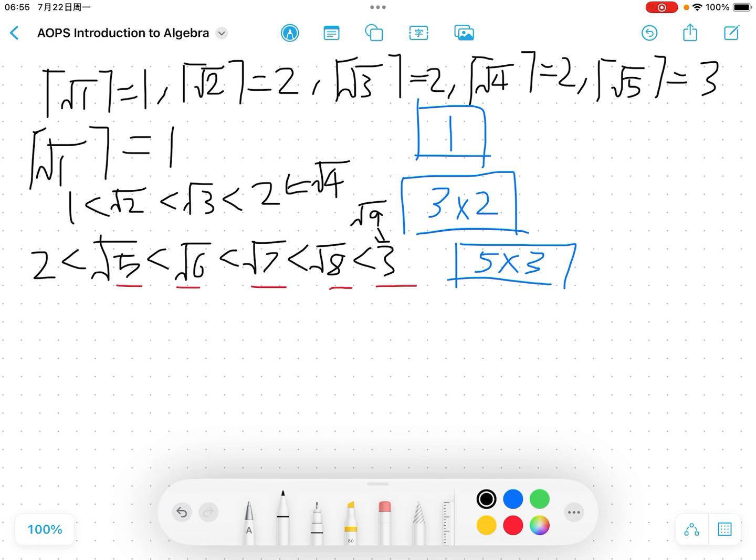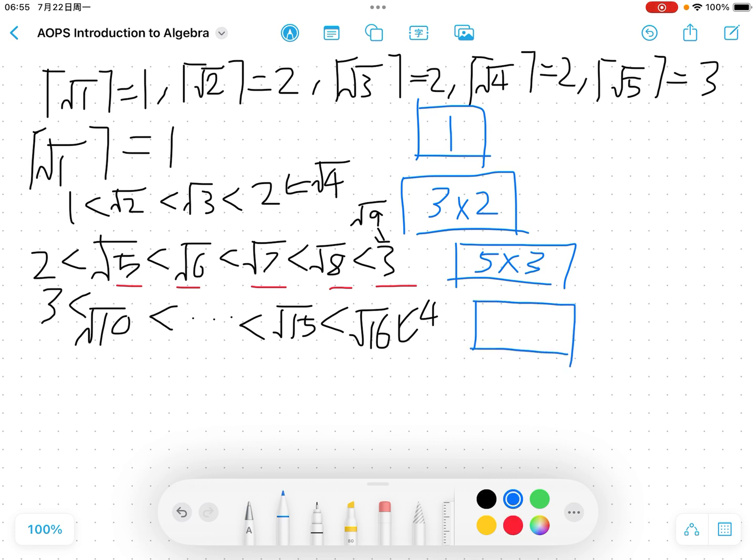If we proceed on to root 10, that's greater than 3, and we have everything up to root 15 and then root 16. Root 16 is basically just 4. So all the numbers in between are greater than 3 and less than or equal to 4. So the ceiling function for these 7 numbers gives 7 times 4.